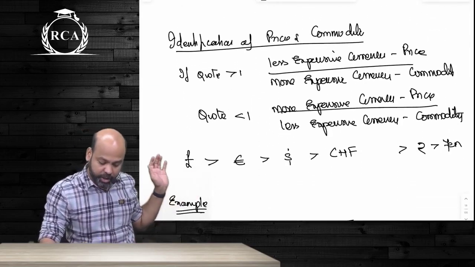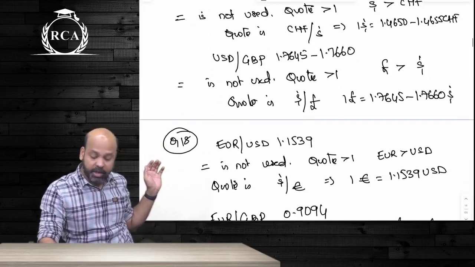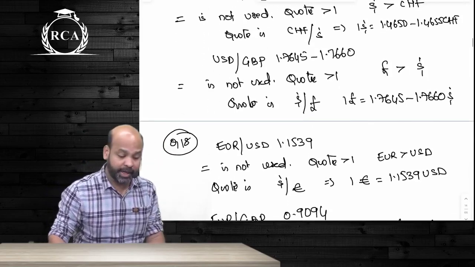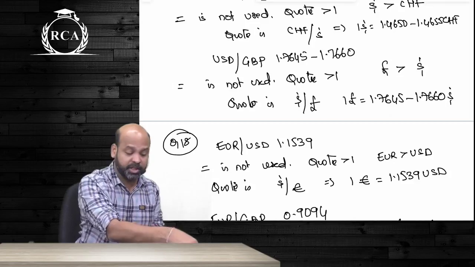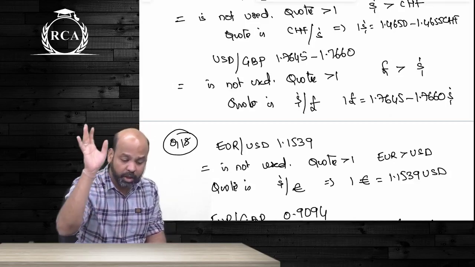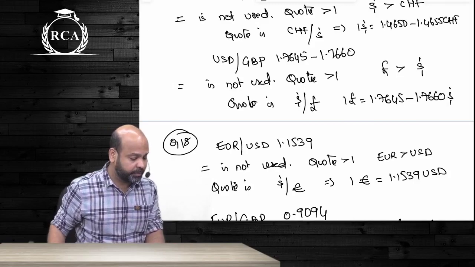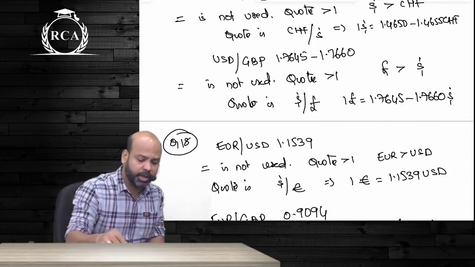Identification of price and commodity, I started that in the beginning only, guys. I told you how to identify which currency is the commodity. By default, if they use the word equal to, what will be the commodity? Denominator is the commodity, numerator is the price.